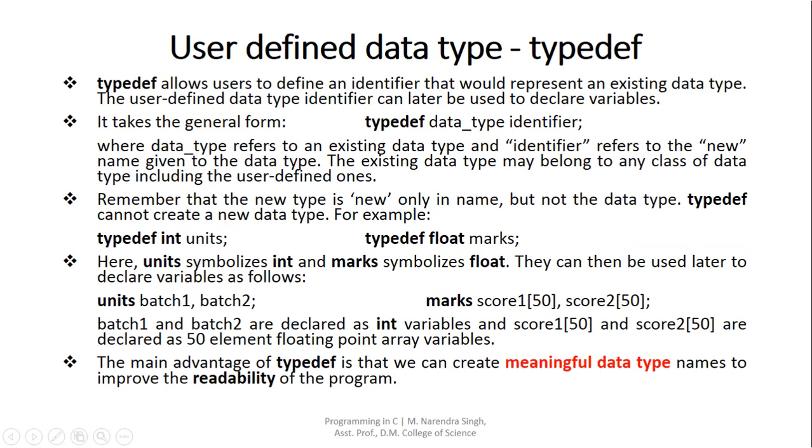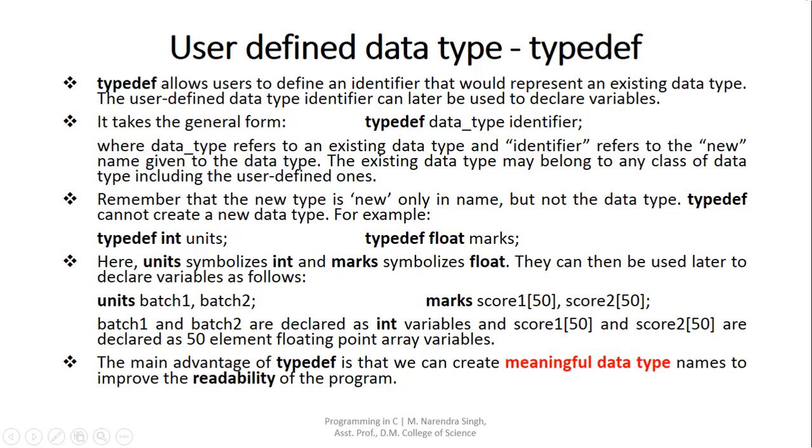Now let us see the user defined data type typedef. Typedef means type definition. Typedef allows users to define an identifier that would represent an existing data type. The existing data types are char, int, float, and double. The user can give a new name to the existing data types by using the keyword typedef. Then the user-defined data type identifier can later be used to declare variables.